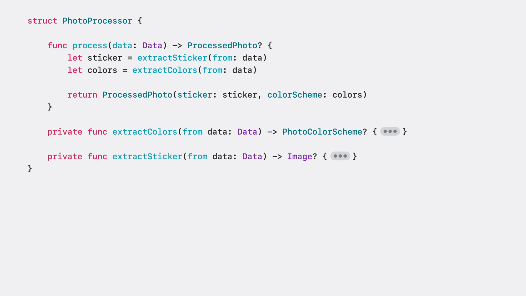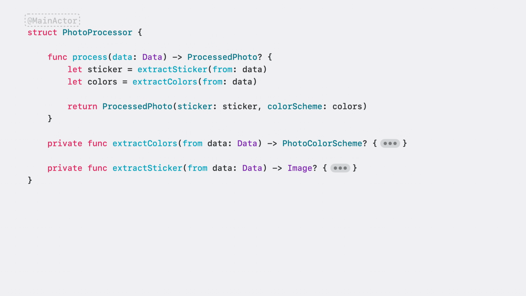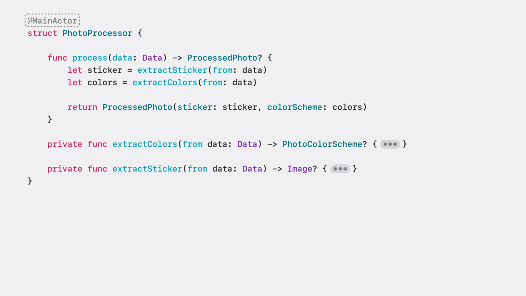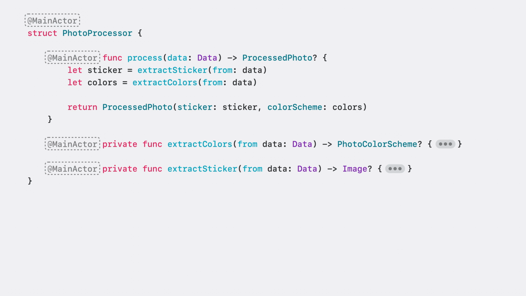Because my app is in the main actor by default mode, the photo processor is tied to the main actor, meaning all of its methods must run on the main actor. The process method calls extract sticker and extract colors methods, so I need to mark all methods of this type as capable of running off the main actor.